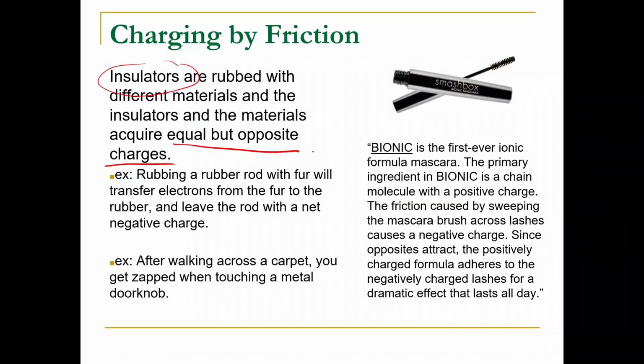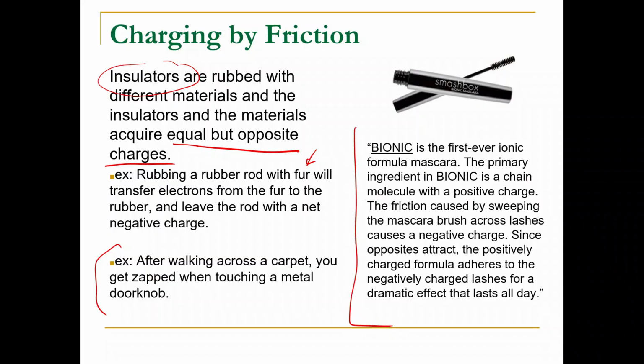So, for example, rubbing a rubber rod with fur will transfer electrons from the fur to the rubber. And that leaves the rubber rod with a net negative charge. This can also happen accidentally. For example, if you are walking across a carpet, you tend to get zapped. And that's going to happen because the carpet is going to transfer electrons to your shoes. Those electrons are going to move up around your body, and they're going to have a chance to transfer into the doorknob itself.